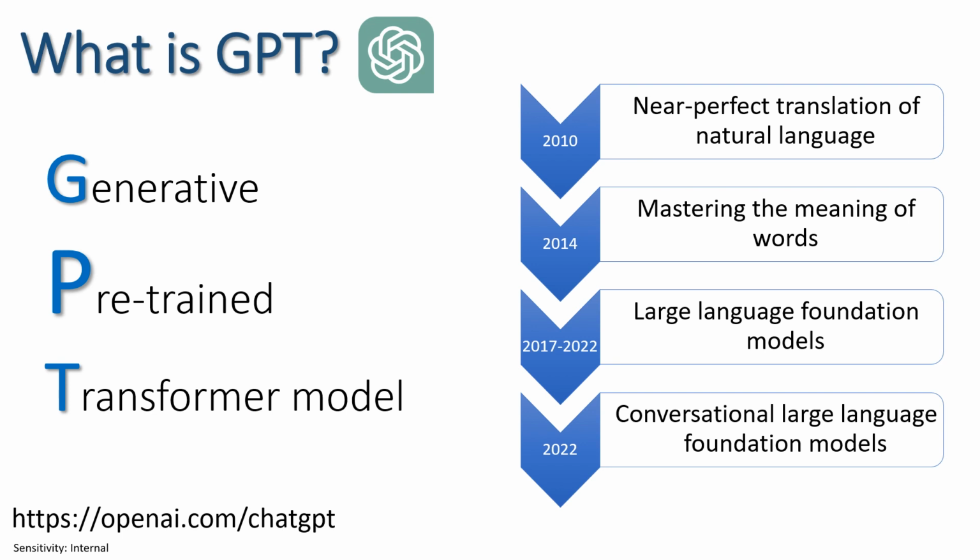Pre-2010, researchers were trying to effectively program the rules of language into artificial intelligence, which was very complex to do. But in 2010, they instead perfected a translation of natural language. Then by 2014, they trained the AI to master the meanings of words, so words in context when they're next to each other and what they actually mean.